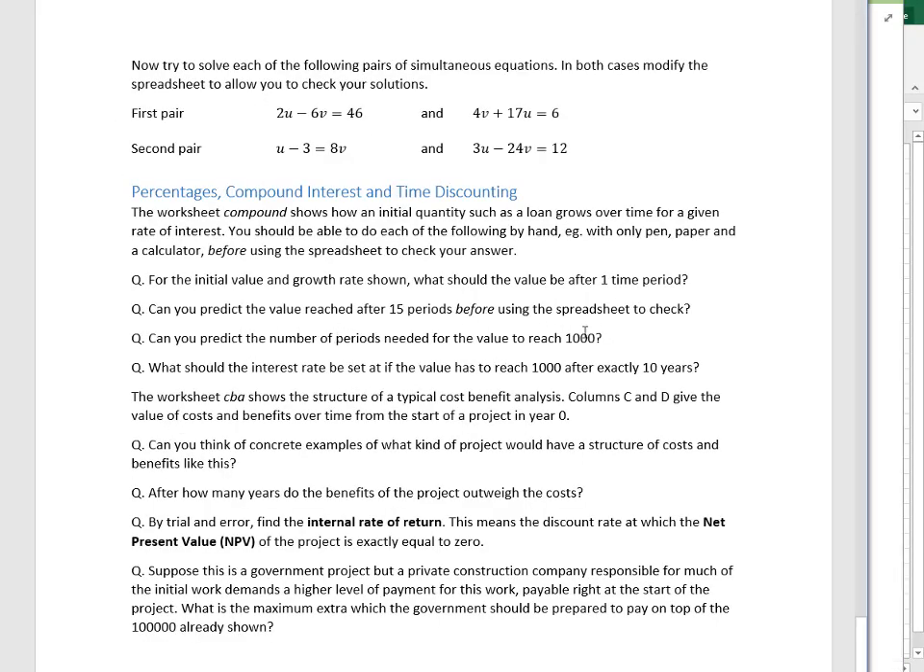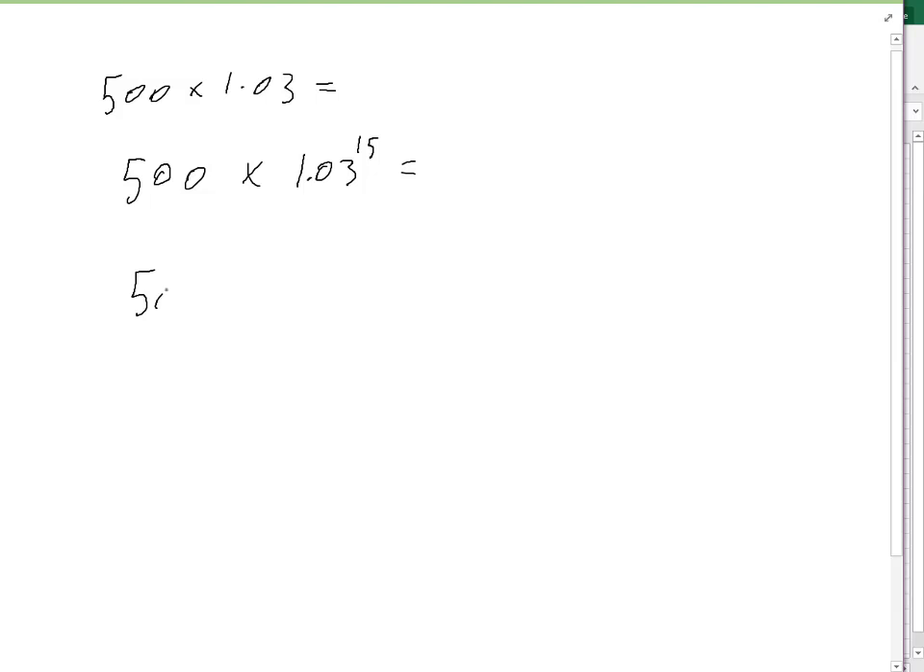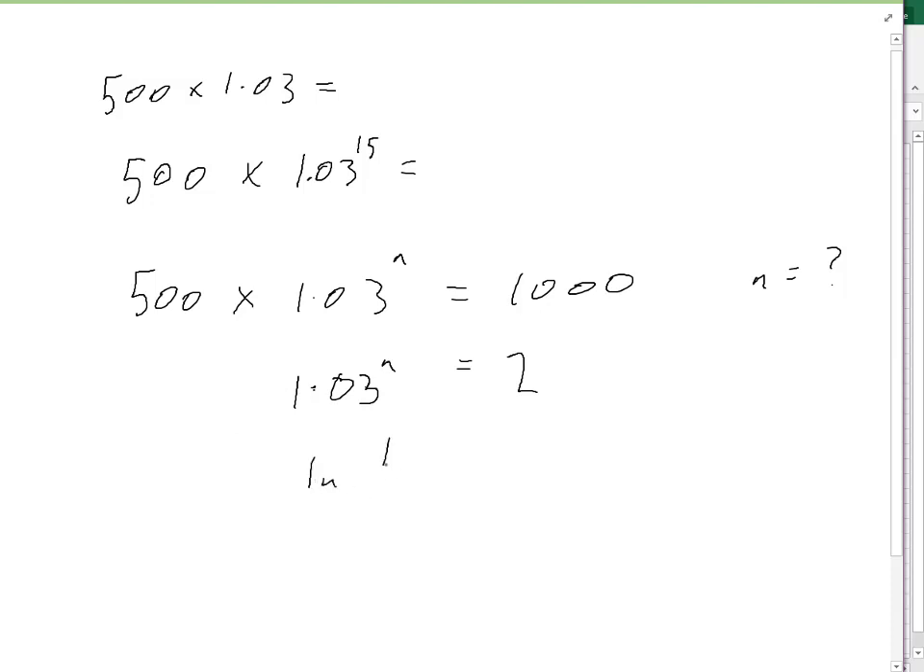Classic question is, predict the number of periods needed to get to 1000. So 500 times 1.03 to the power n, after how many years do we get to 1000? Well, what is n? Well, first step might be this, is equal to 500, no, 2, because 1000 divided by 500 is 2, and then you might take logs of both sides, so log of 1.03 to the power n is equal to log of 2. You could use base 10, any log will do.